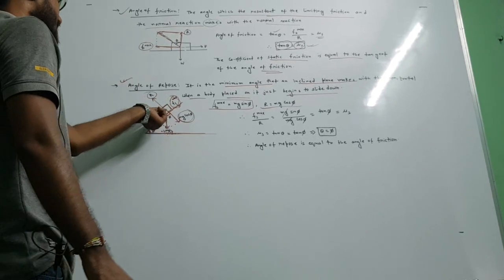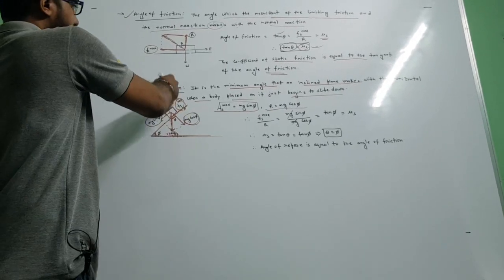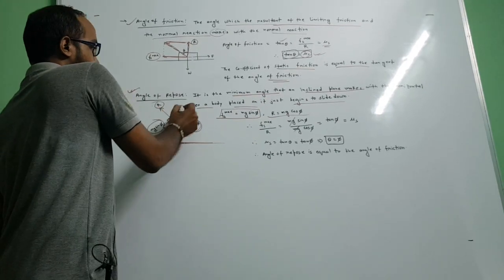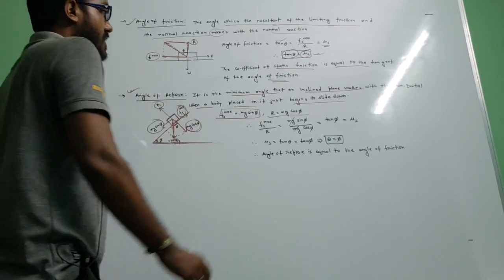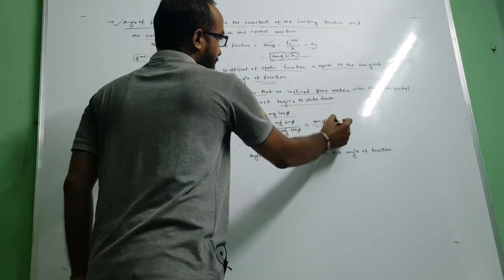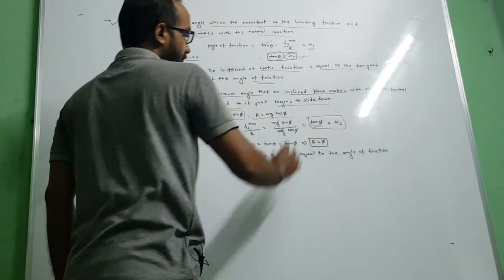Why? Because in this scenario the object just tends to slide, that's why mg sin phi is balancing with Fs max. Now divide Fs max by R, and that would be tan phi. Now tan phi is your mu s.